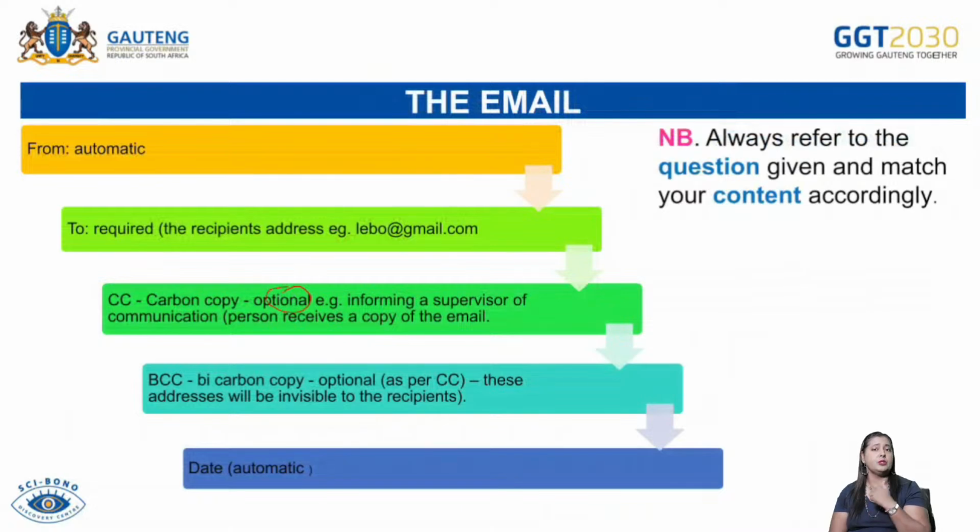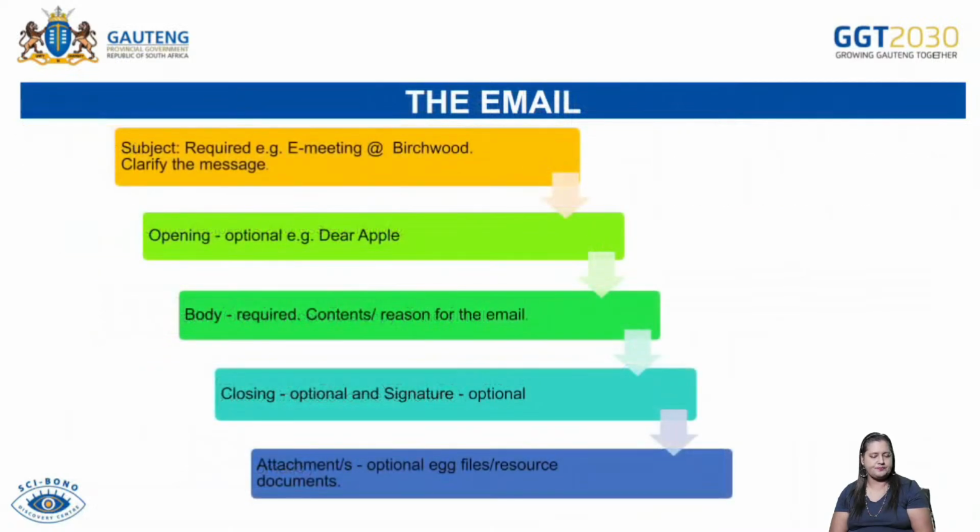So let's say, for example, you're complaining about something that somebody did, and you're informing that person that you are very upset, and you want a third person to know about it, but you don't want the second person to know that you're telling somebody else about it. So in that case, you would do the BCC. Right. And then the date would come up automatically on the email, and obviously it'll be the date on which you are writing the email.